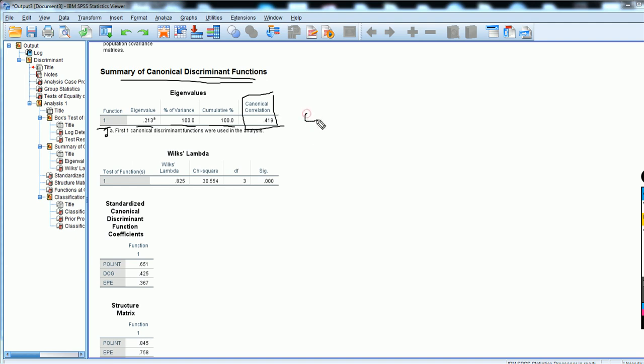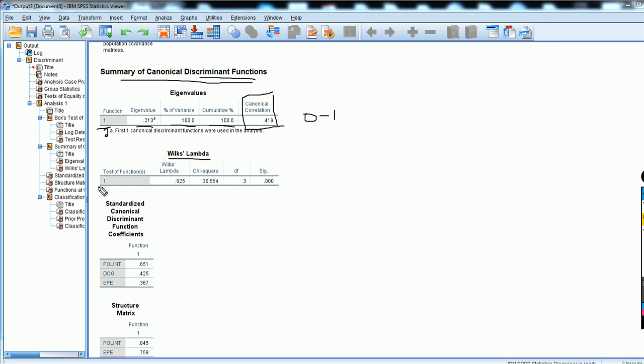It's going to range between 0 and 1, and it's interpreted pretty much along the lines of what we would use when interpreting Pearson's correlation. So obviously values closer to 1 indicate a greater relationship between our discriminant function and the grouping variable. Values close to 0 would reflect less of a relationship. In other words, closer to 0, there's less discrimination between groups with respect to our discriminant function.